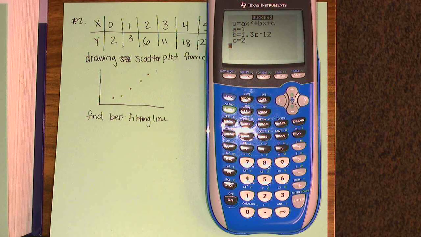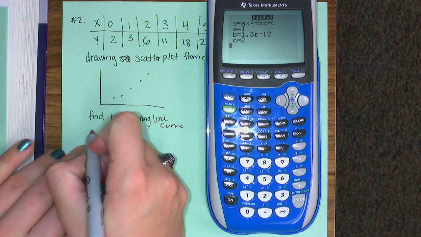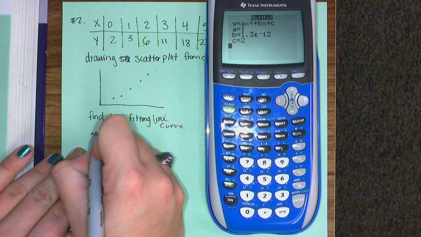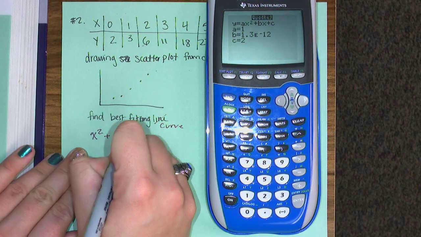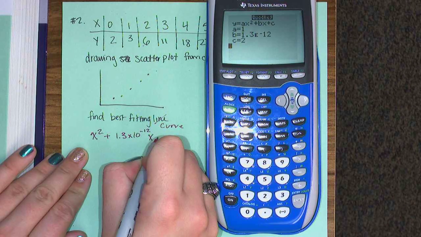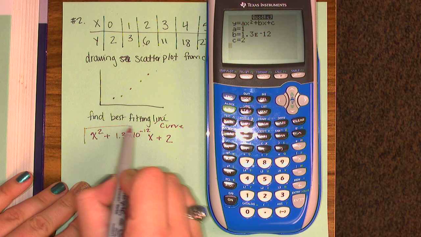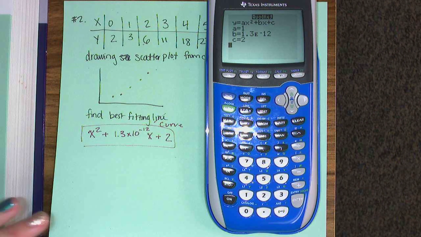So we would find this is going to actually be a best fitting curve in this case. Okay, and this one we would write as x squared plus 1.3 times 10 to the negative 12 x plus 2. Okay, that would be the equation of the parabola that you would have. I'm not going to require you to do the quadratic ones. I'm going to pick the ones that are linear.